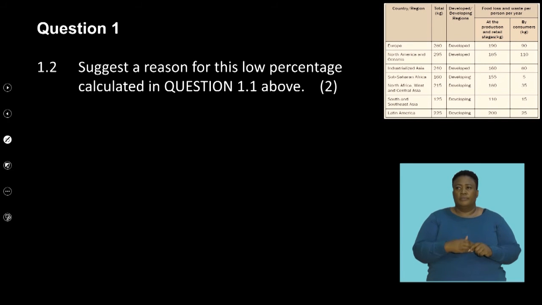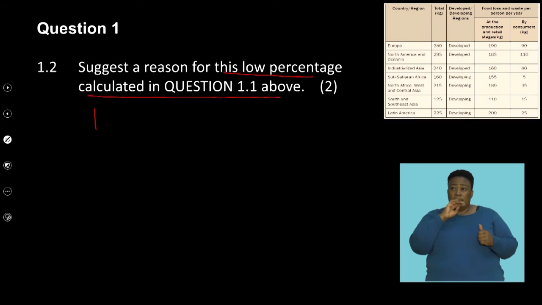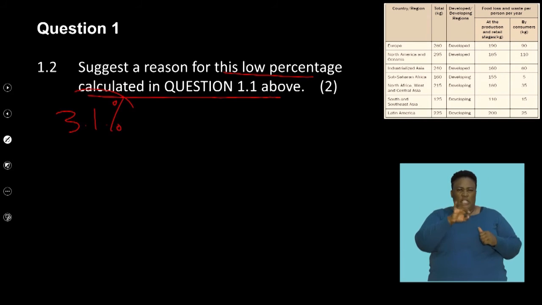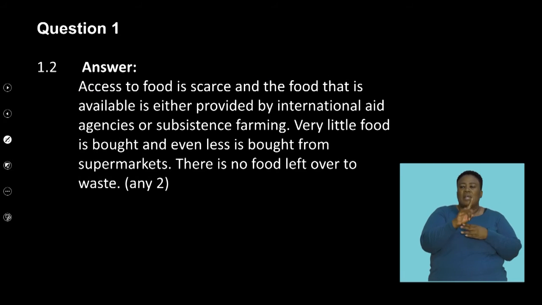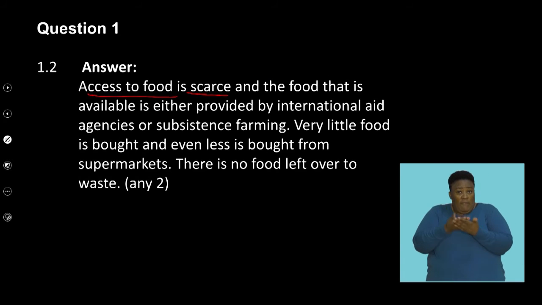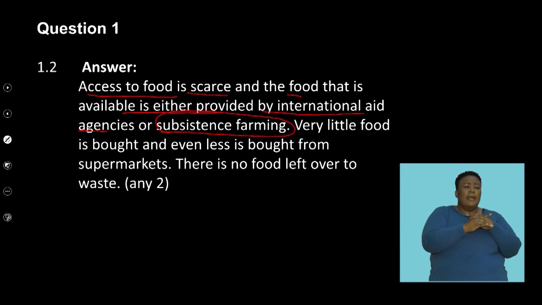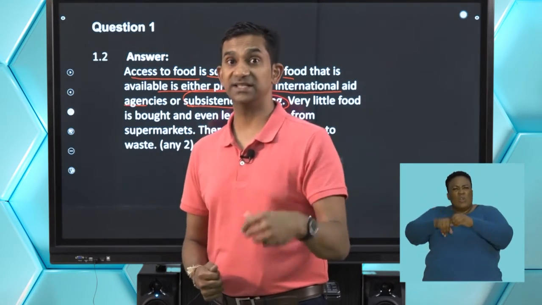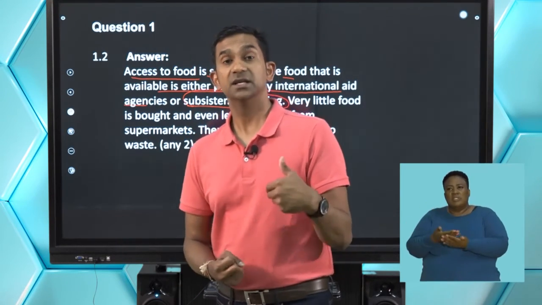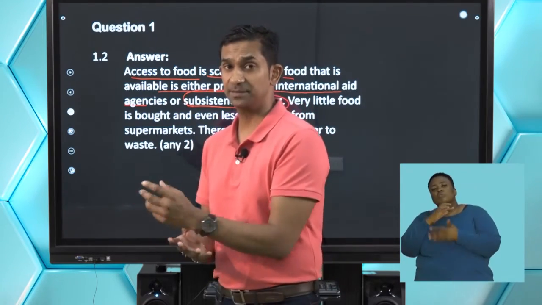Cool. The next question: suggest a reason for this low percentage calculated in question 1.3. So we said that it is about 3.1%. We've got to suggest why there is such a low percentage of wastage. As we discussed earlier, remember that access to food is scarce, and the food that is available is either provided by international aid agencies or by subsistence farmers. So when a country is experiencing poor availability of food, the tendency to waste food is significantly less. If you don't have enough, you're not going to waste. However, on the contrary, if a country has a lot of food and there's good quality food that's easily available, one has choices, and one might by nature choose to consume some and waste the other.